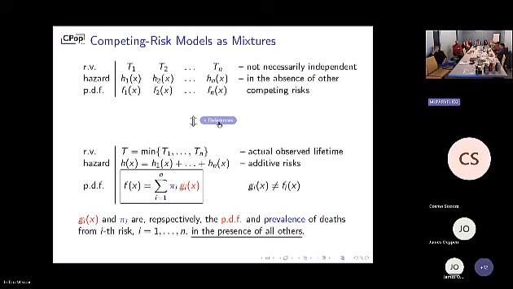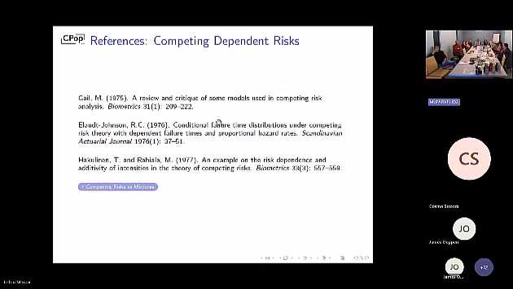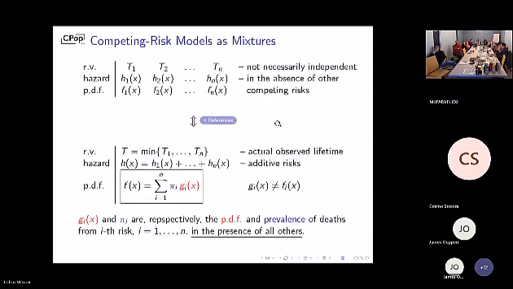And to my dismay, this has been known for about 50 years. The papers that derive this are from the mid-70s. It's important that regardless whether the competing risks are dependent or independent, a competing risk model is simply an additive risk model.